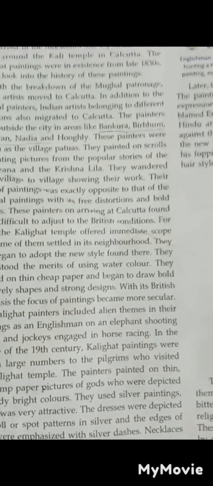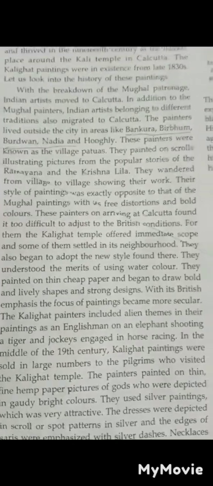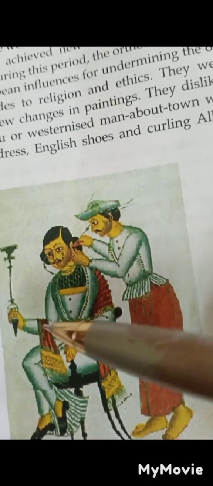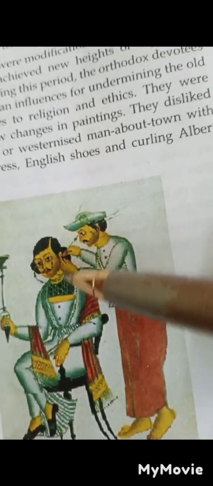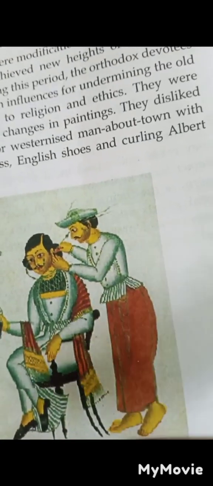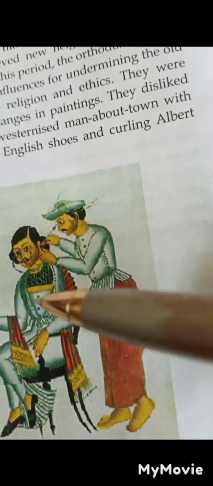The dresses were depicted in scroll or spot patterns in silver. The edges of the saris were emphasized with silver lines. Then necklaces and jewels were indicated with silver lines. As you can see here how the jewelry is indicated. But here we are seeing the golden color.